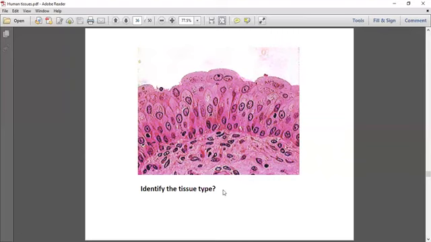Identify the tissue type, the upper tissue type here. Transitional epithelium, normal shape. It is stratified, composed of more than one tissue layer. The basal layer is cup-shaped, then the intermediate layer. The superficial layer is bulb, dome-like or cup-like.